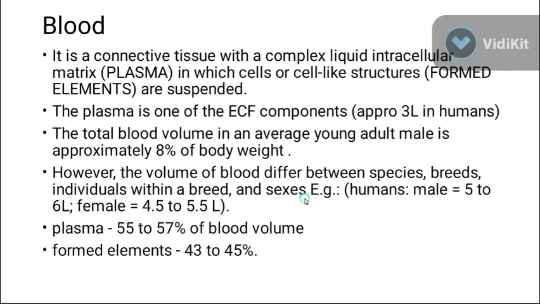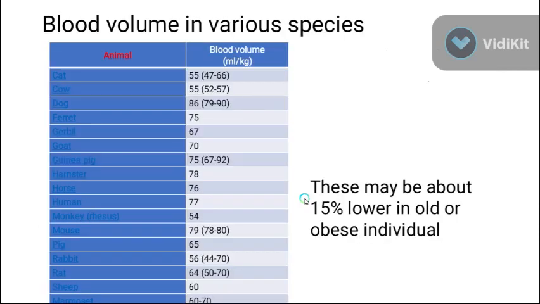However, the volume of blood differs between species, breeds, individuals within a breed, and sexes, e.g., humans, male equals 5 to 6 L, female equals 4.5 to 5.5 L. Plasma, 55 to 57% of blood volume. Formed elements, 43 to 45%. Blood volume in various species. These may be about 15% lower in old or obese individuals.